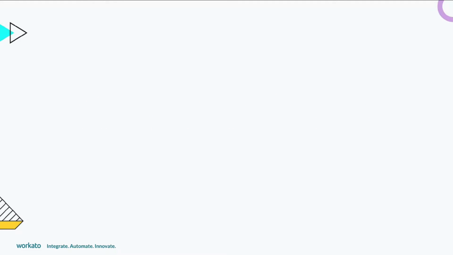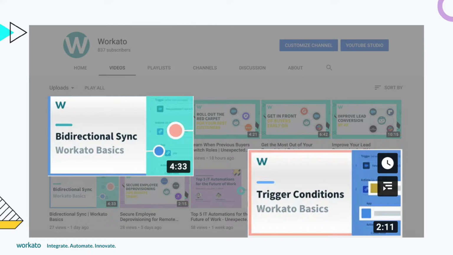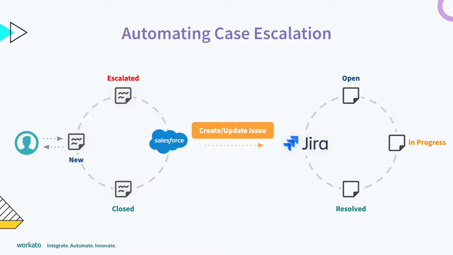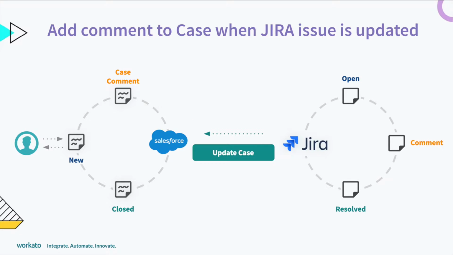If you haven't already, check out our last Workato Basics videos, bidirectional sync and trigger conditions. To recap, in the past videos, we built an automation that creates an issue in Jira for the engineering team to review when the support team escalates a case in Salesforce. We enhanced this automation to update issues in Jira if a case is existing, as well as add a comment to a case in Salesforce if a Jira issue is updated.